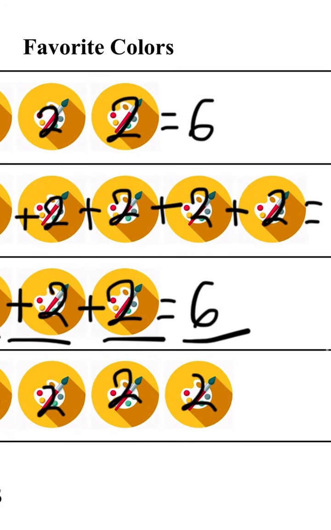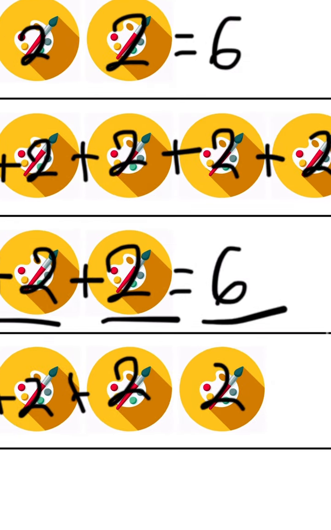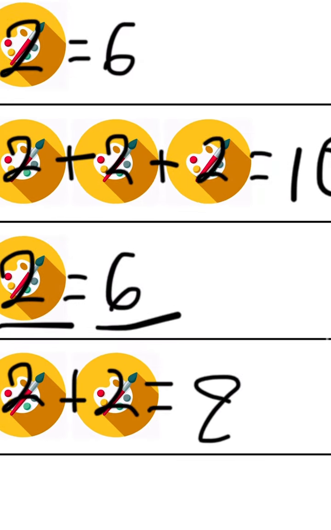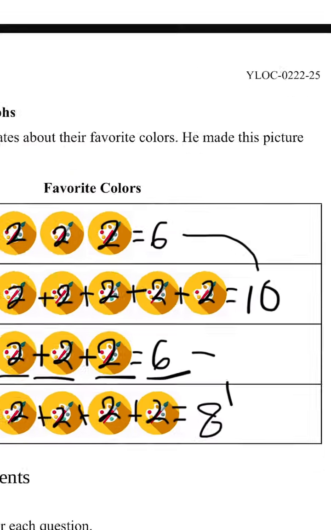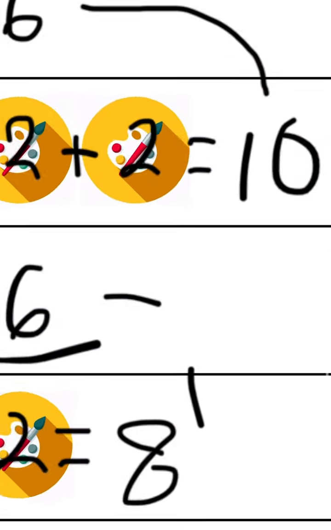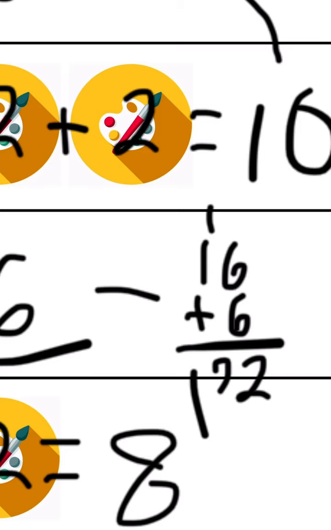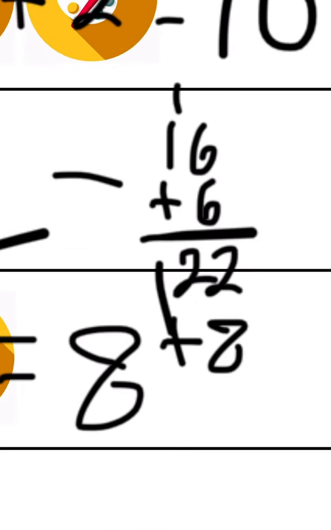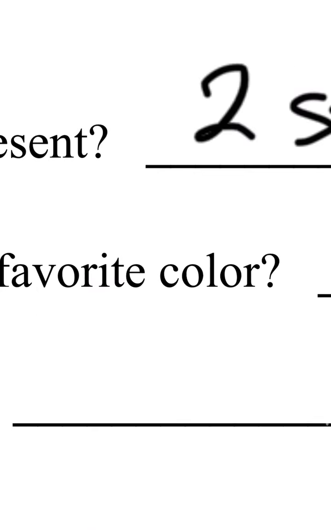And this is 6 again, and 2 plus 2 is 4, 4 plus 2 is 6, and 6 plus 2 is 8. So we need to add 6, 10, and 6 and 8. 6 plus 10 is 16, and 16 plus 6 is 22, so 22 plus 8. 8 plus 2 is 10, and 1 plus 2 is 3. So 30 students are in total.